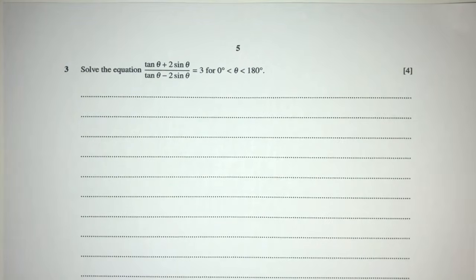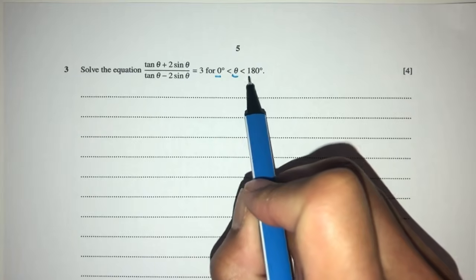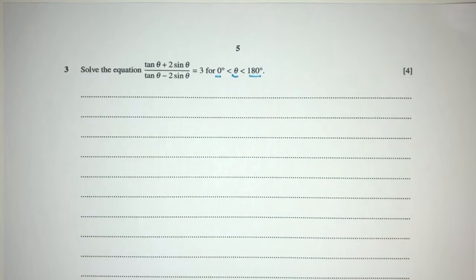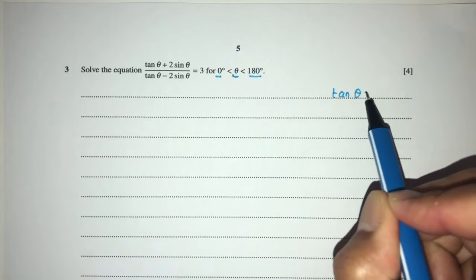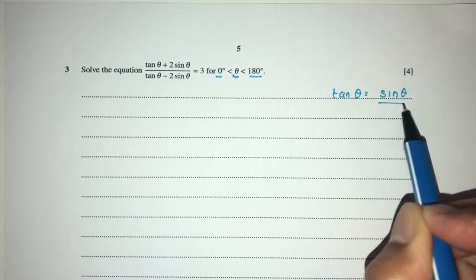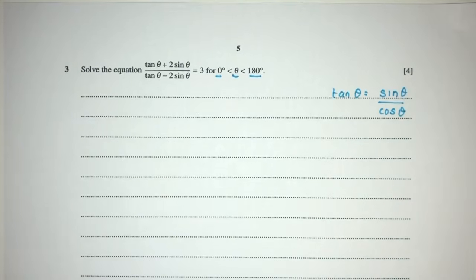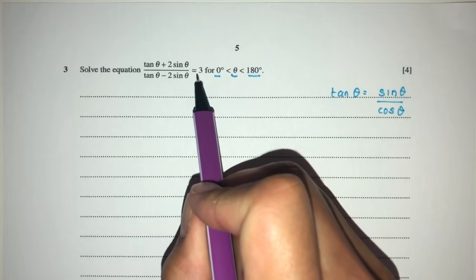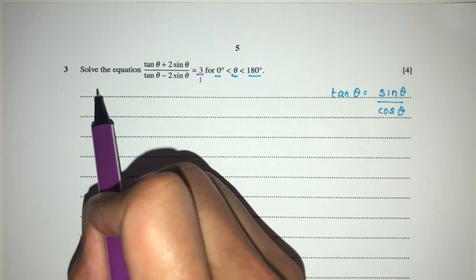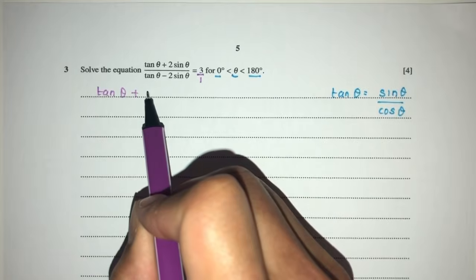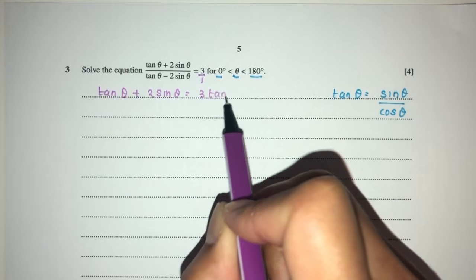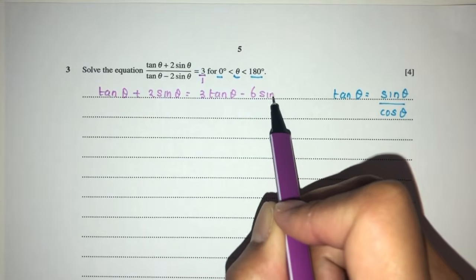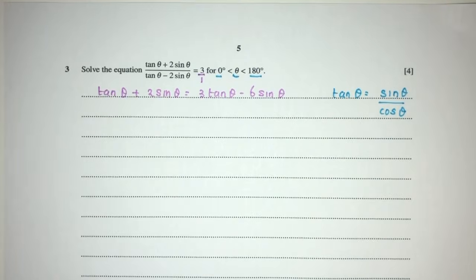So here we have to solve the equation for the value of theta between 0 and 180. Okay, that's the domain for theta. Now one by one, as we can see here, what is the value of tan theta? So we understand it is sine theta over cos theta. So let's try to simplify our main fraction, right? So that's the first thing we can do. So we can cross multiply. You will have tan theta plus 2 sine theta is 3 tan theta minus 6 sine theta. Right, that's the first step we can apply if you want to.